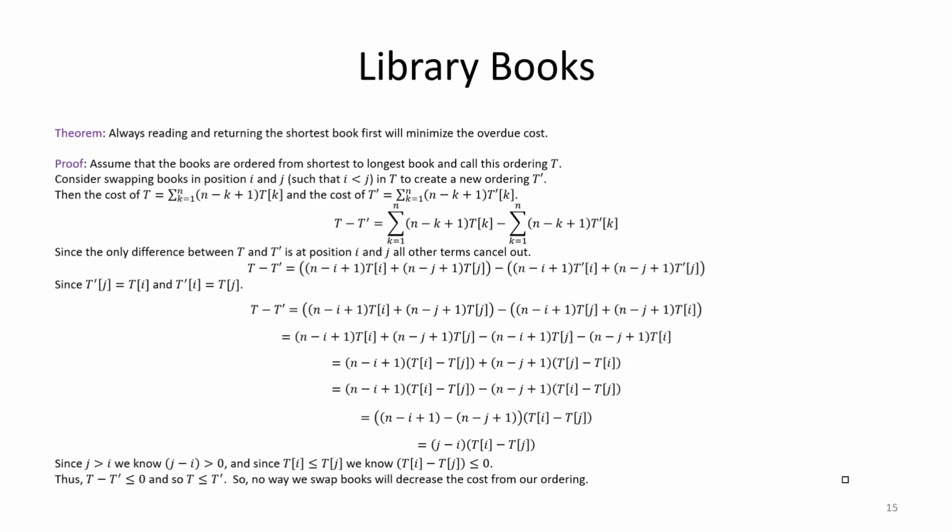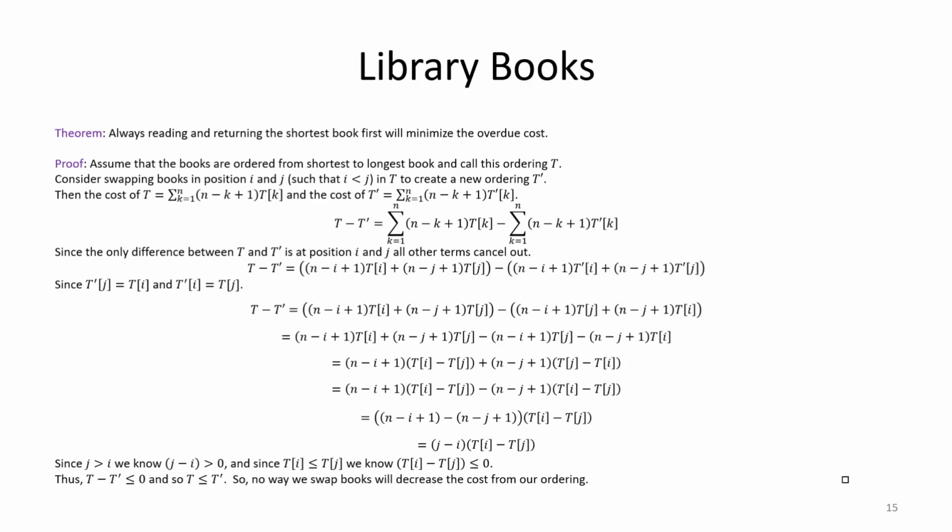Let's remember, what were we looking at here? We've got a list of books. We're trying to minimize the overdue cost. And it's showing us here that T, the original one, that's ours, that's the good one, is less than or equal to T prime. That was the alternative, the one we did when we did the swap.